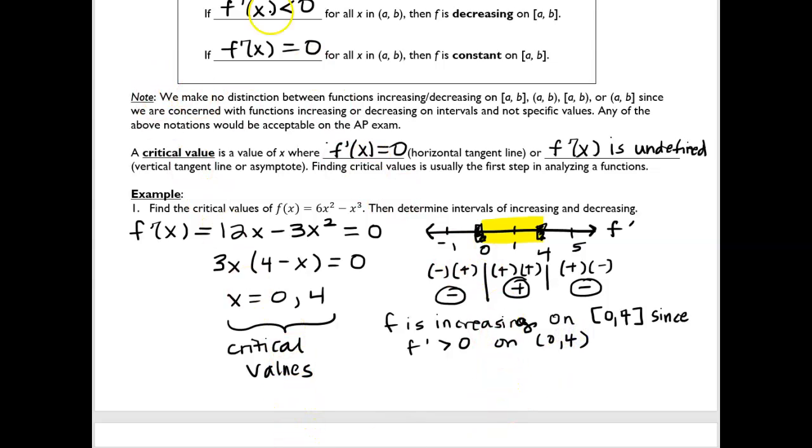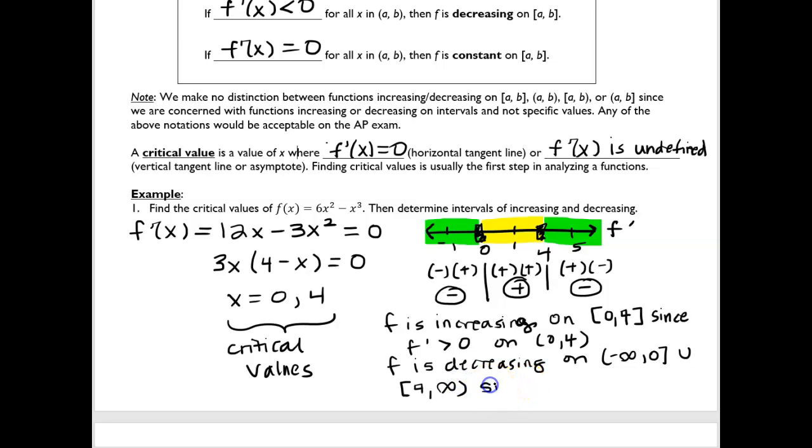For decreasing, I'm looking to see where my derivative is negative. So that would be from -infinity up to 0 and 4 to positive infinity. So f is decreasing on the interval -infinity to 0, union 4 to infinity, since f prime is less than 0.